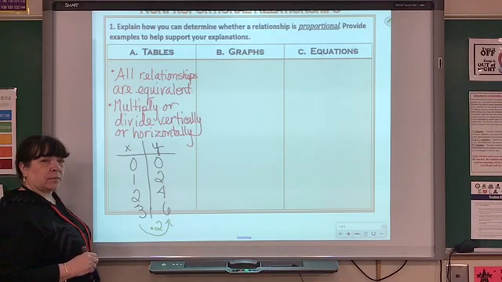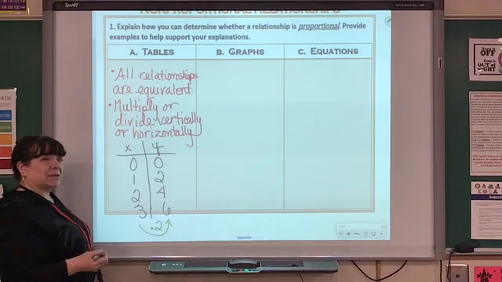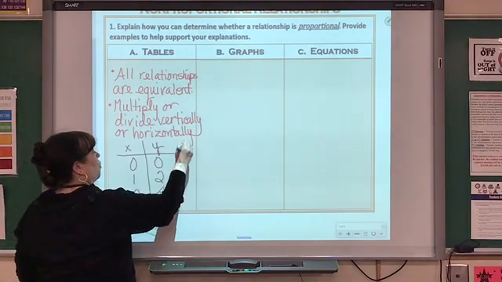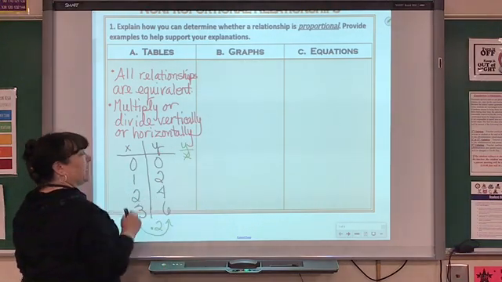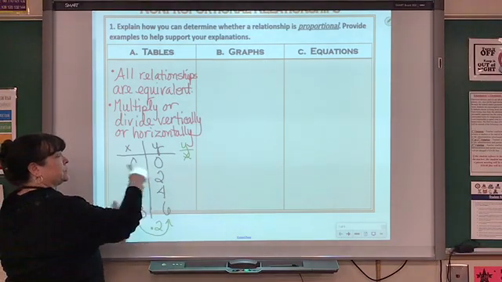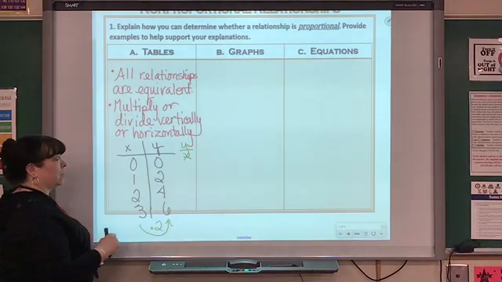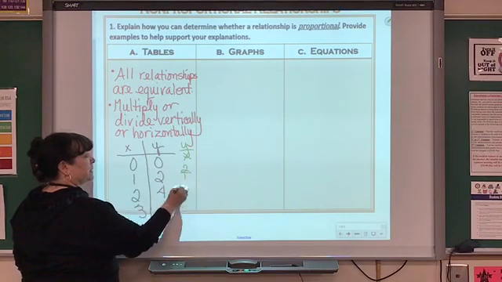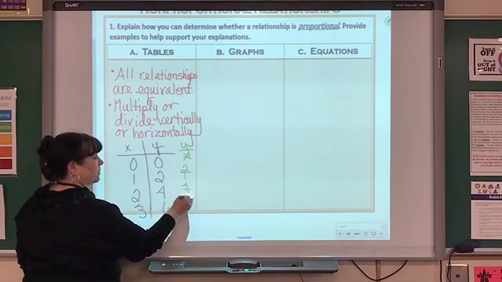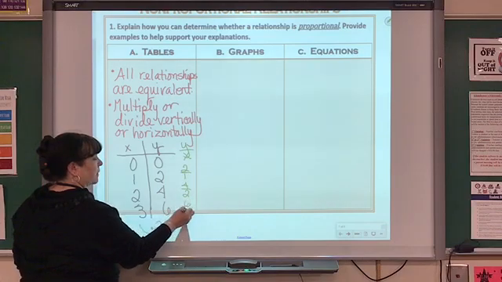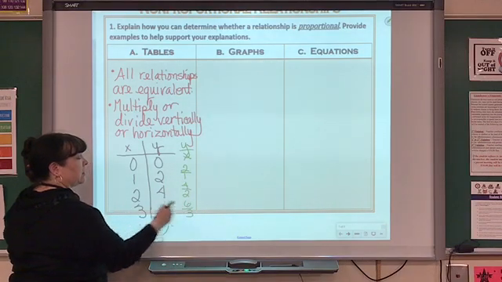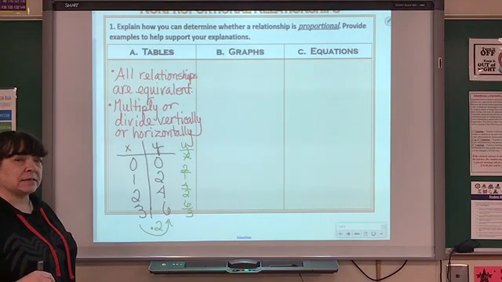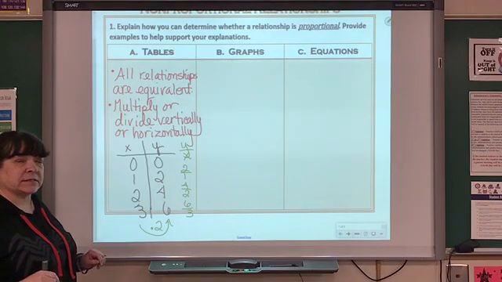Now we also have talked a little bit about the ratio of y to x. And every one of these, with the exception of 0, 0, if I write them as y to x, all of these are worth 2. So that's just a real fast reminder that we talked about this kind of thing.